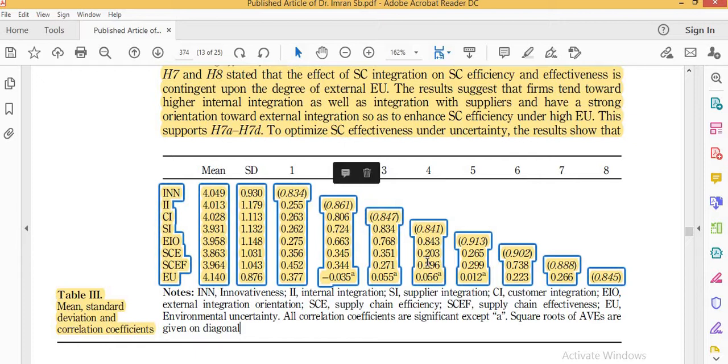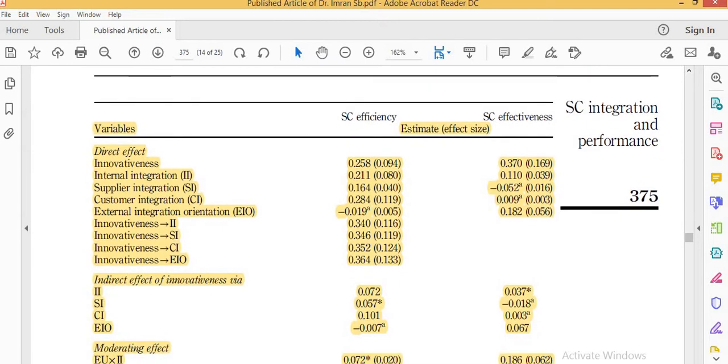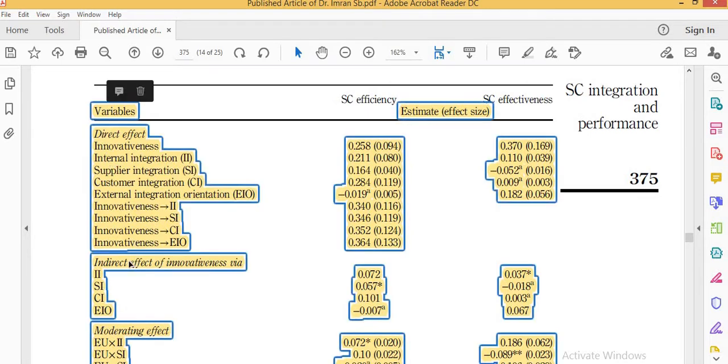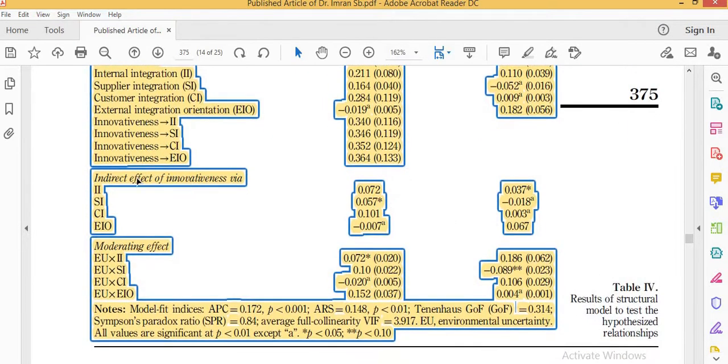It means that there is no common method bias in choosing the method of collection of data for this paper. These are the values of the regression analysis, in which these are the direct effects, and these are the indirect effect mediation. These are the direct impact of the IV on DV, and these are the indirect effect through mediation analysis, and these are the indirect effect through moderation analysis.